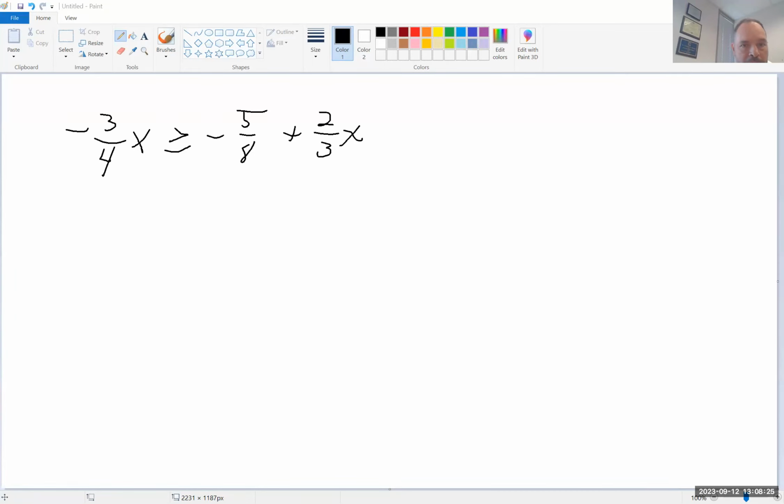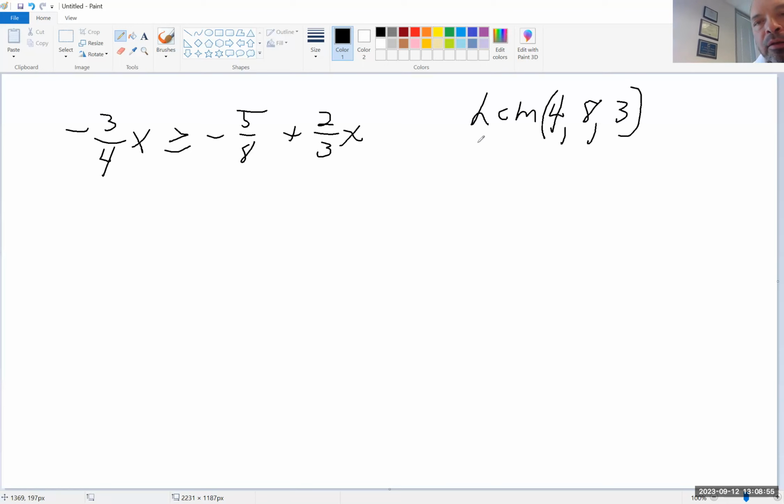that needs to be solved. Okay, so let's go ahead and proceed. And what I would do on this one is get rid of the fractions. So what I'm going to look for is the LCM of 4, 8, and 3.